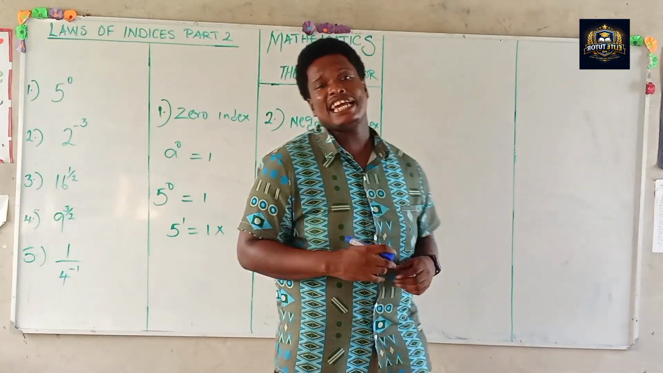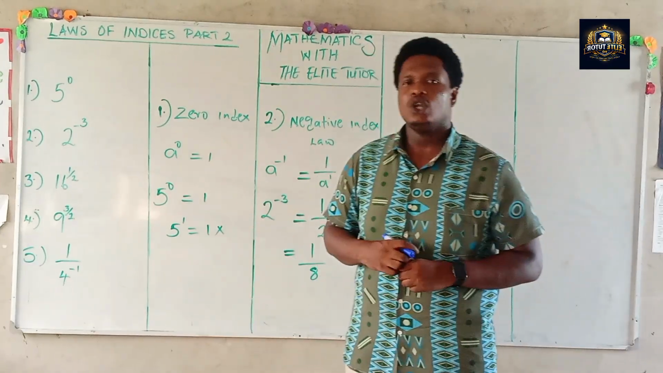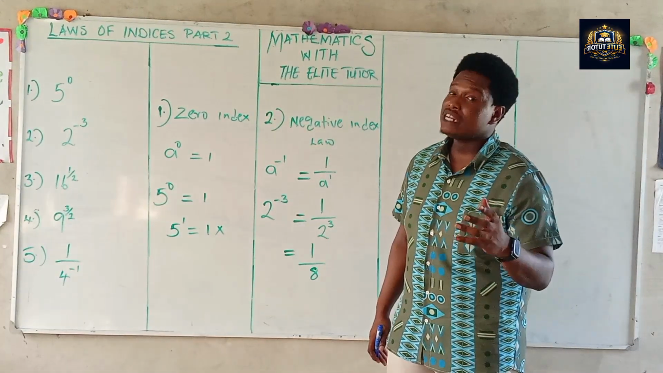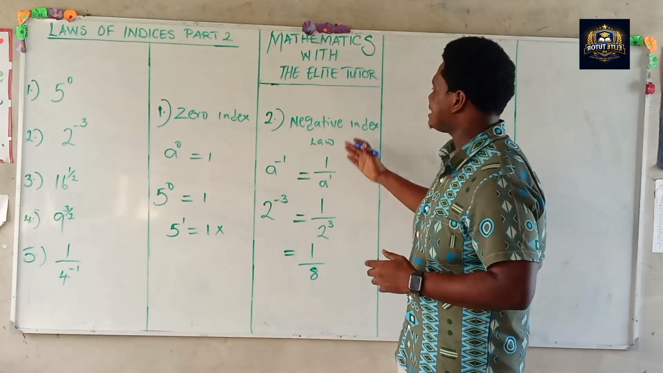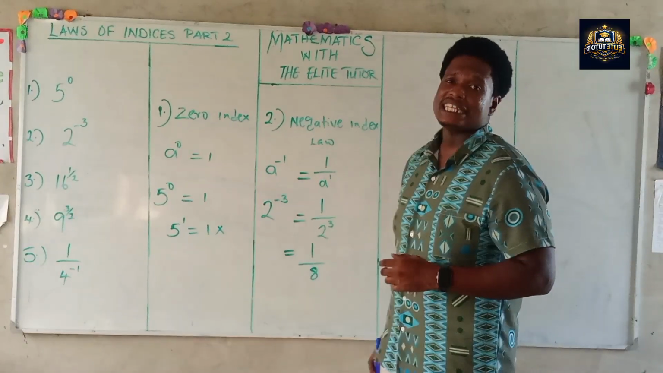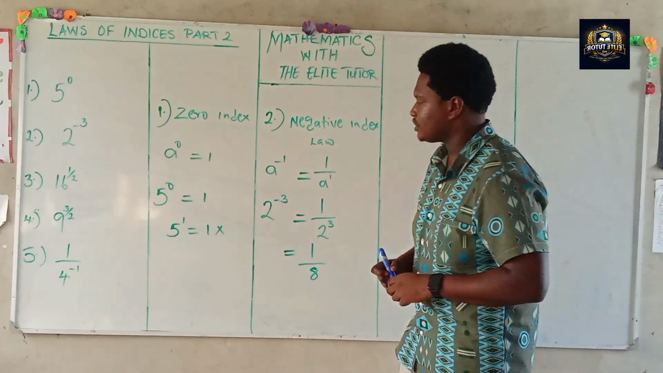Now before moving to the next law, which is the fractional index law, I want us to look at question 5. Why are we looking at question 5? Because question 5 relates very well with the negative index law. And when we see a question like that, how do we solve such a question? So I want you to pay close attention.